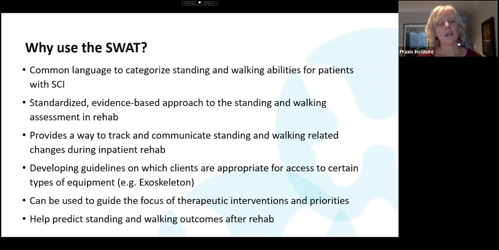And recently, actually, we've learned that therapists in Brazil have found the standing and walking assessment tool, and are using that to focus their therapeutic interventions.